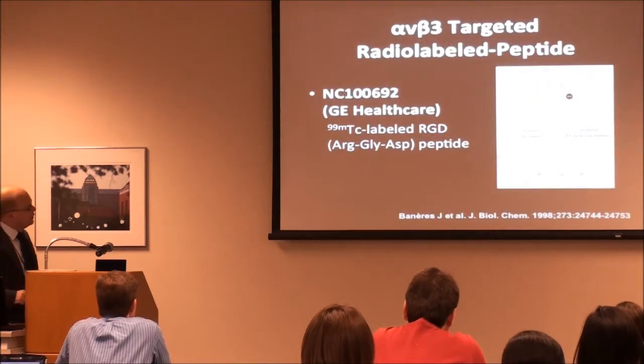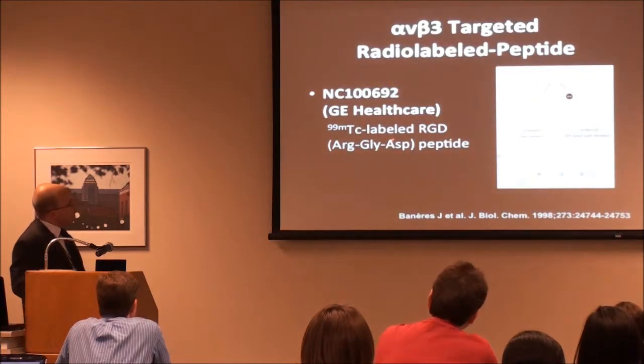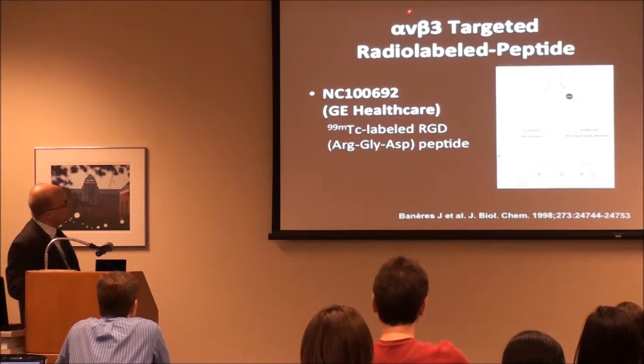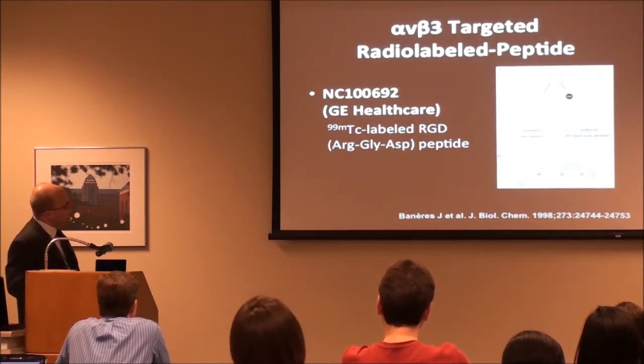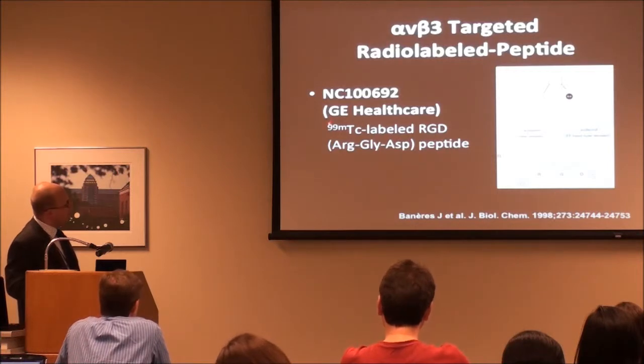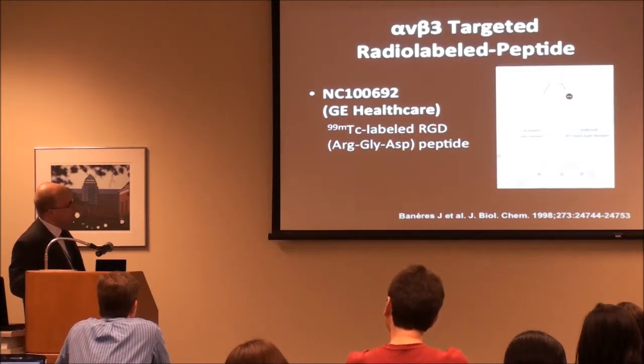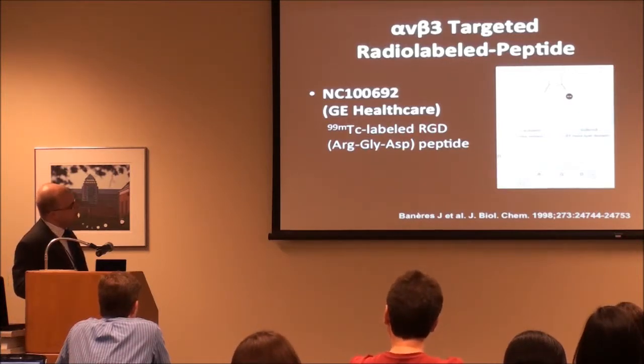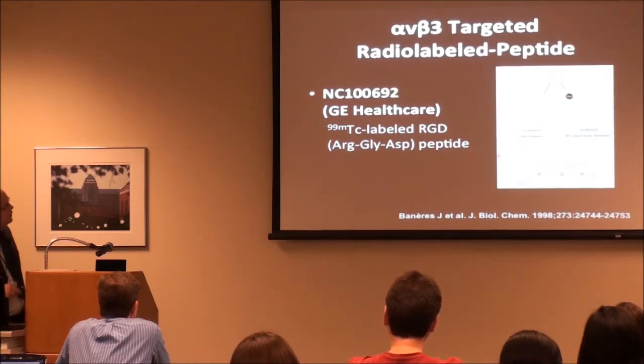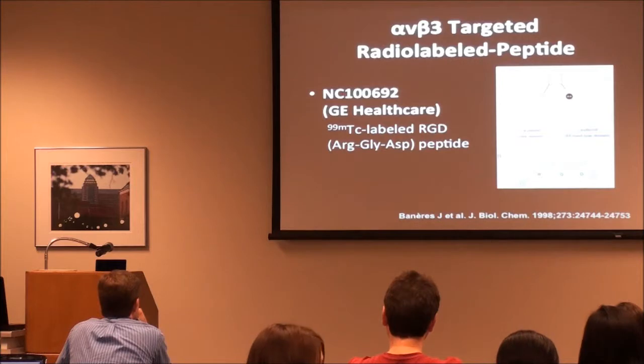We also developed some other alpha V beta 3 targeted agents with a different isotope, technetium-99m, which was based on RGD peptides. Those peptides are specific to the alpha V beta 3 integrins, and they bind to activated integrins as well.